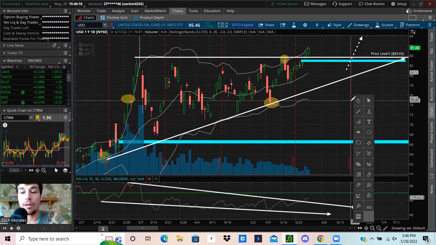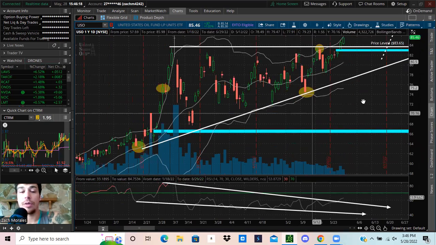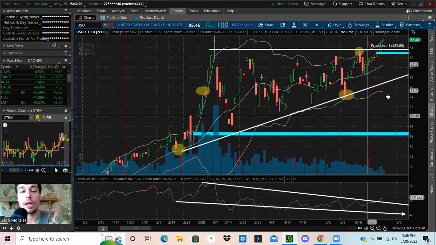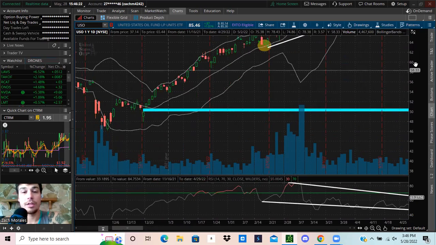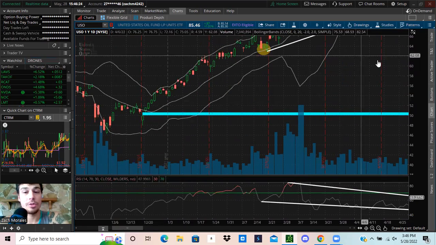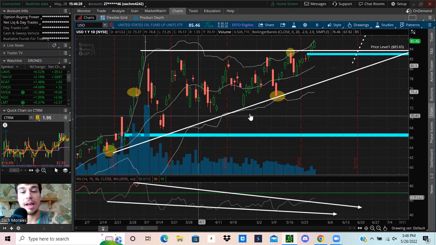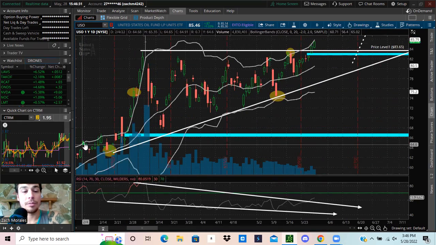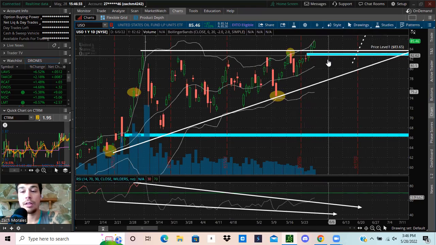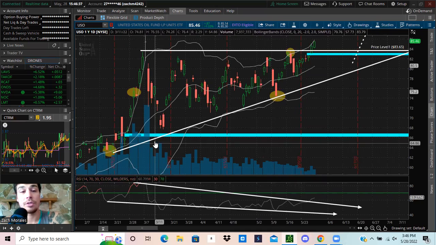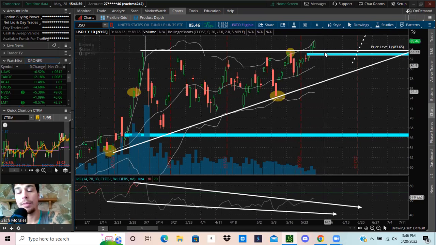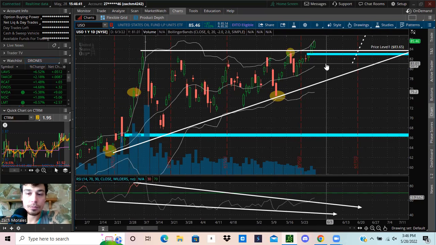And since it's a continuation pattern, you want to look at what the trend was before you got into that pattern. We were on a very nice uptrend. So we saw that we have a continuation pattern in an uptrend, and now you can look for this pattern to play out. Because if we're in a downtrend and you see this pattern, then it might be less valid.